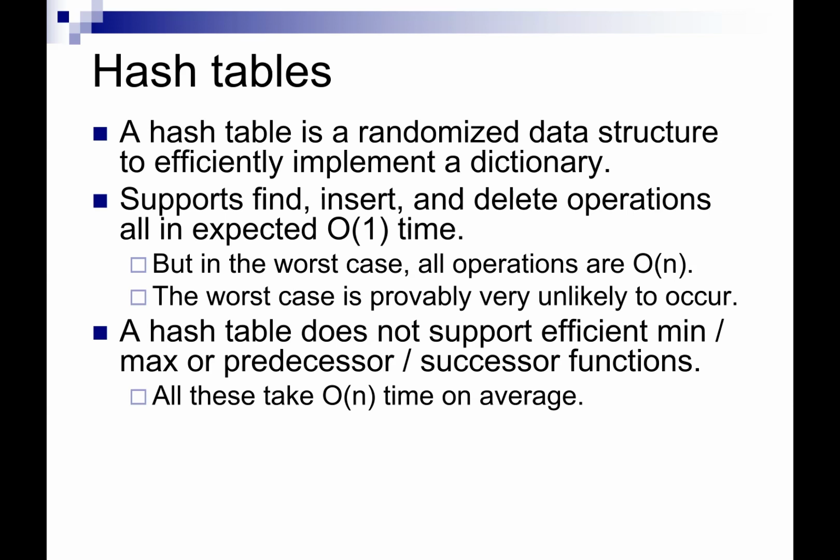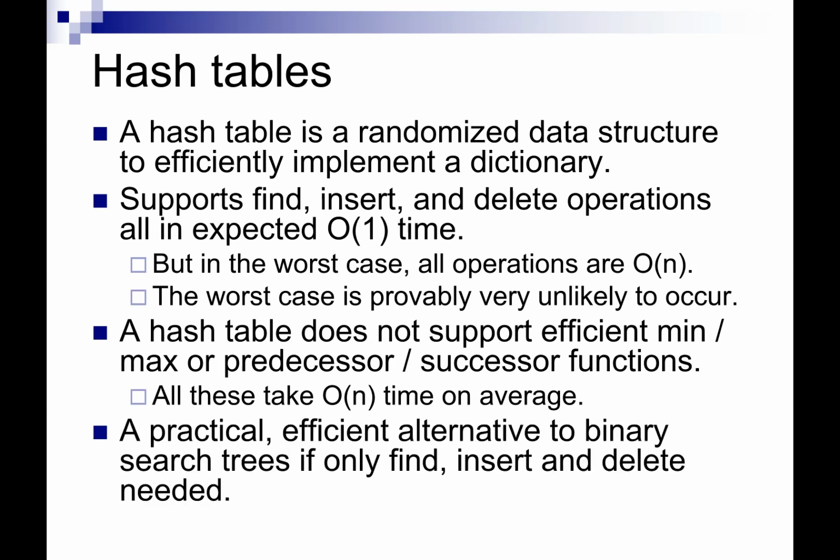So the hash table can't actually do these operations efficiently. You would have to basically scan through the entire hash table to do these operations. Whereas things like binary search trees can support these min, max, and predecessor functions efficiently. However, if the only operations that you want are to insert and delete elements and to find them, then hash tables are a very good solution.